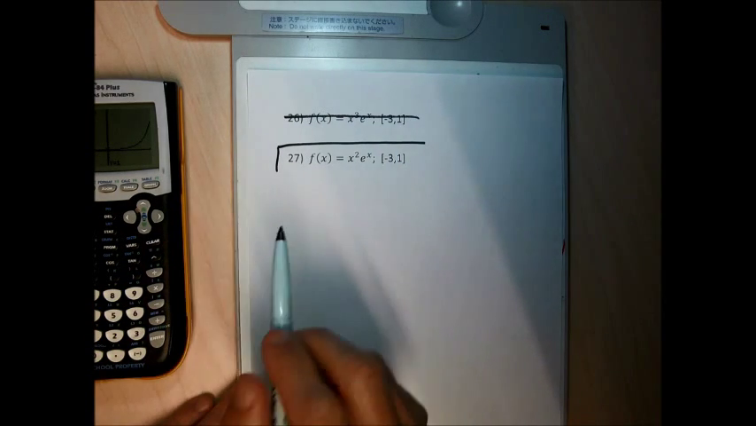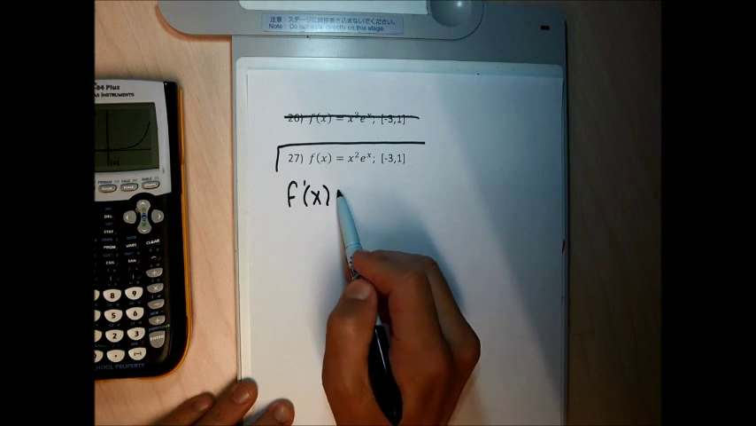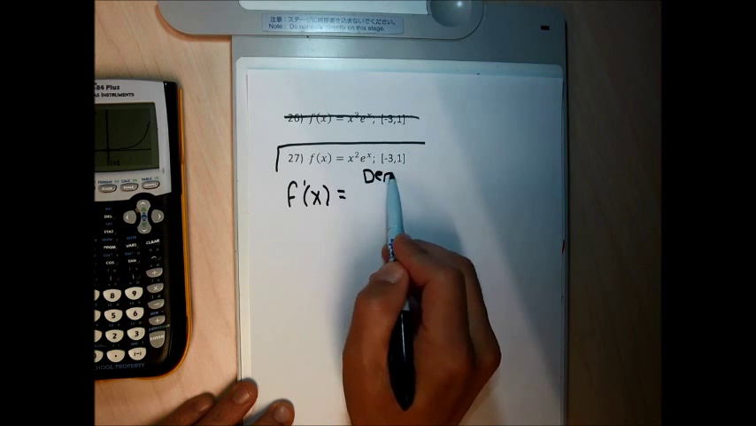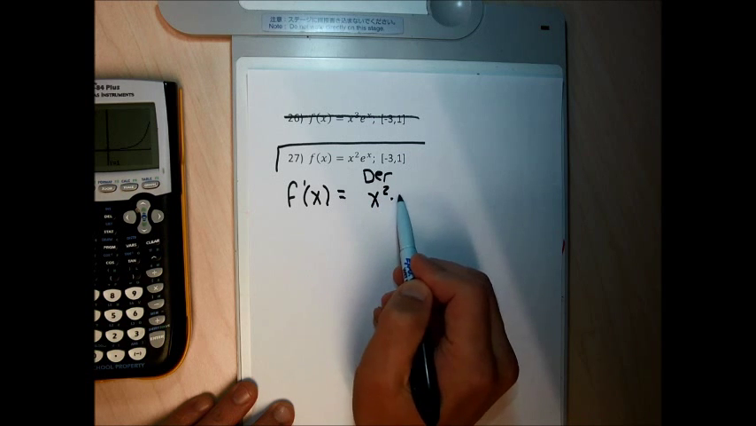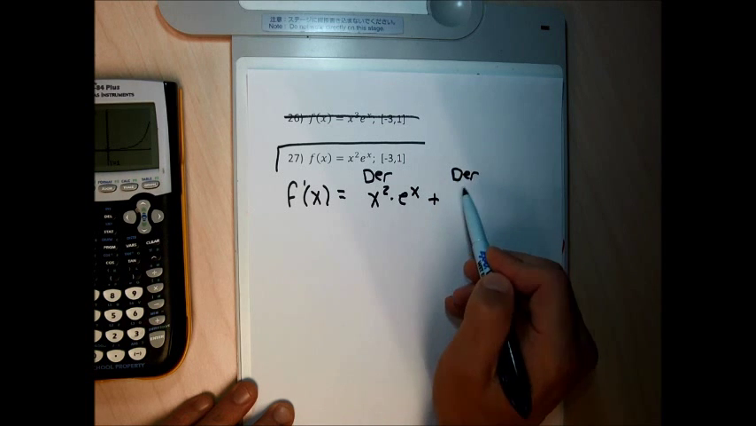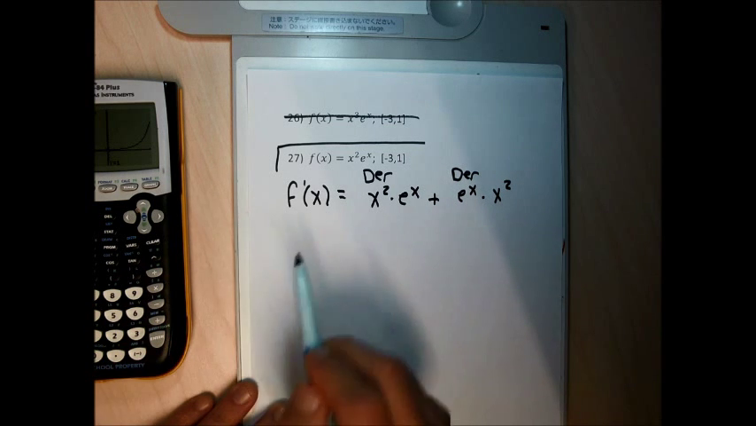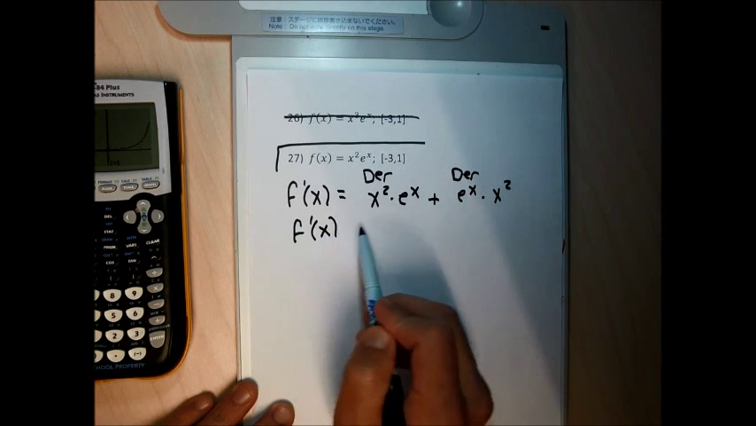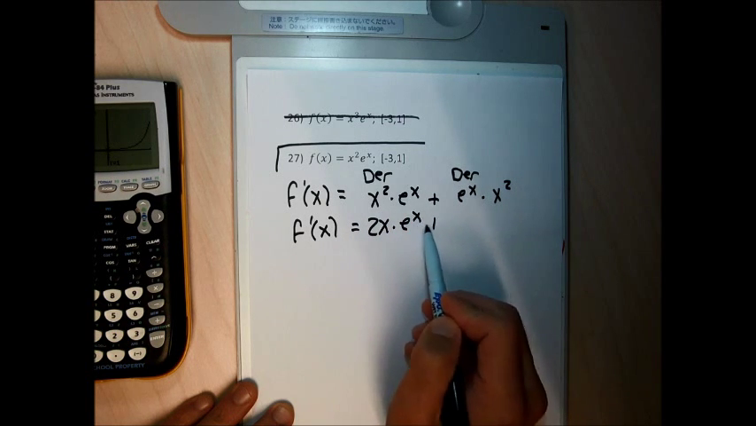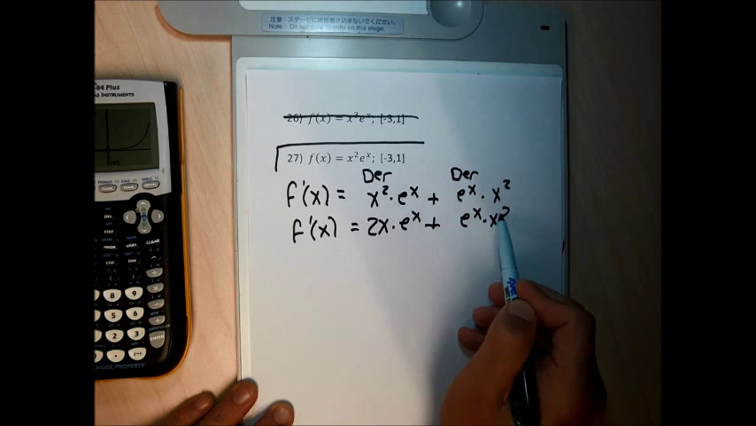So for 27, if I do it by hand, I need to do the derivative. And to do the derivative, I need to use the product rule because there's multiplication and both factors have an x. So I'm going to take the derivative of x squared times the e to the x function unchanged plus the derivative of the e to the x function times the x squared function unchanged. The derivative of x squared is 2x. I'm going to multiply that by the e to the x function unchanged. The derivative of the e to the x function is just e to the x. I multiply that by x squared unchanged.